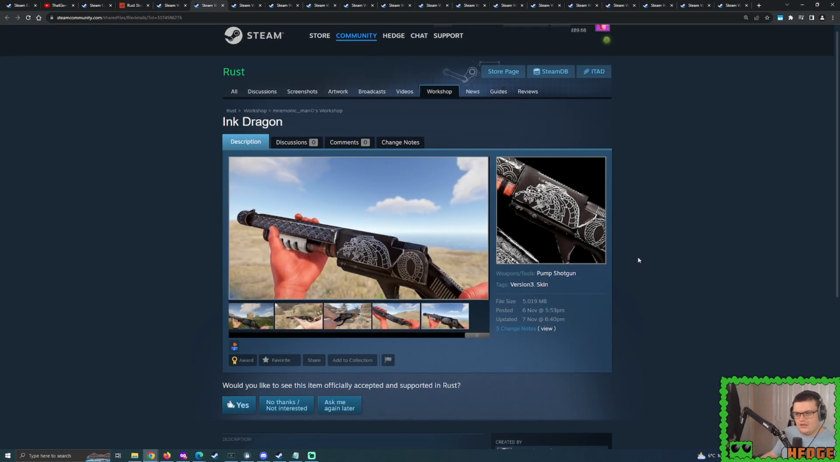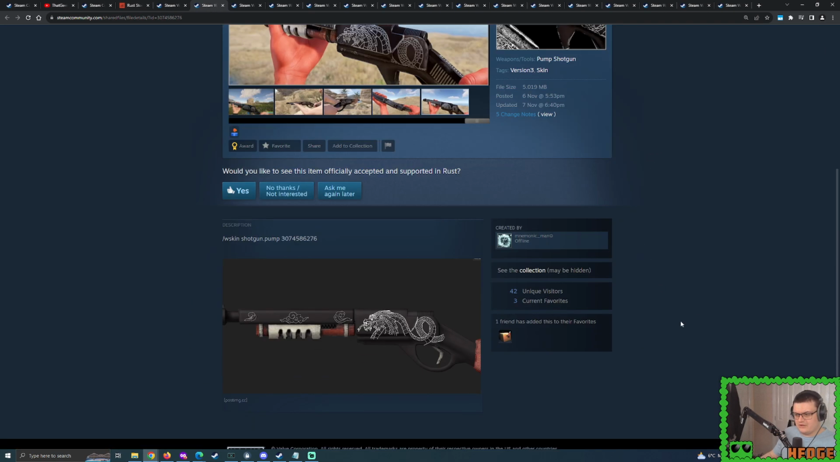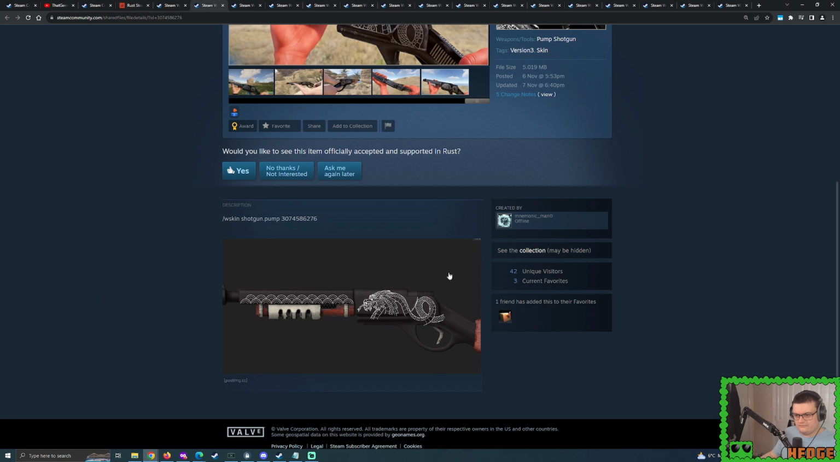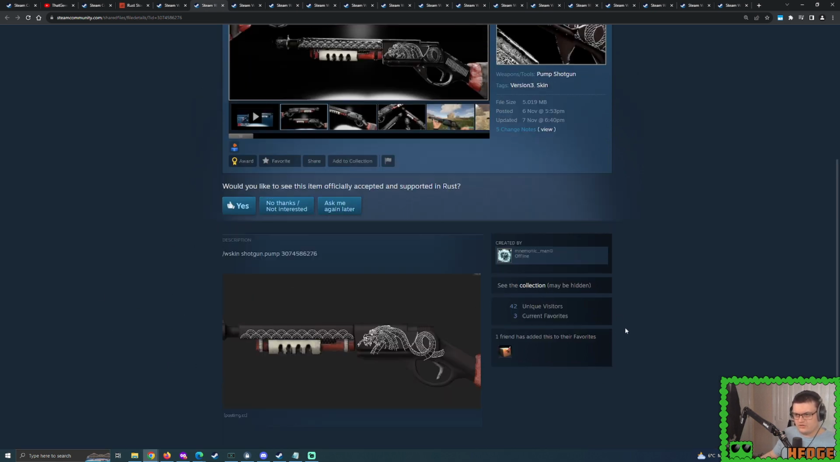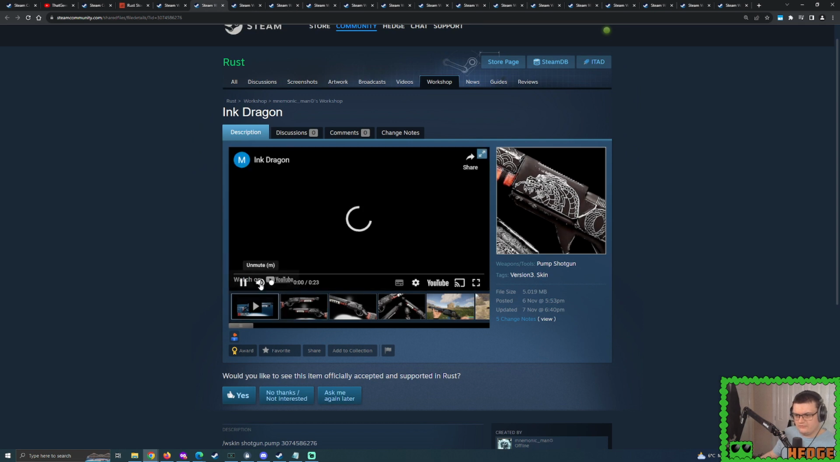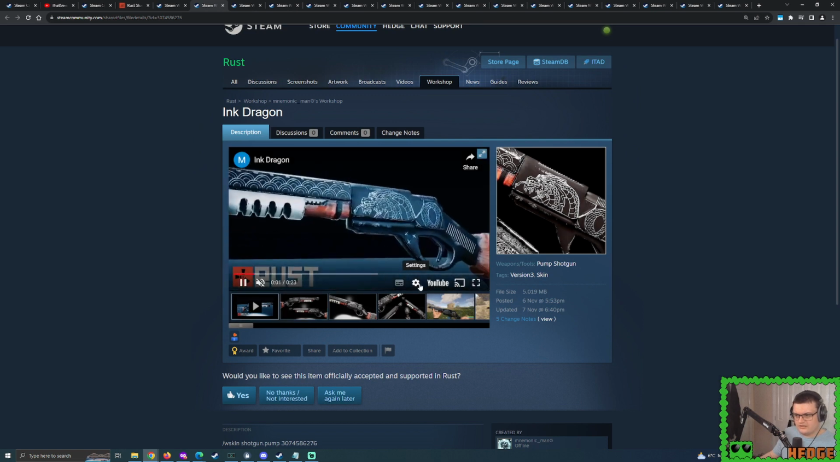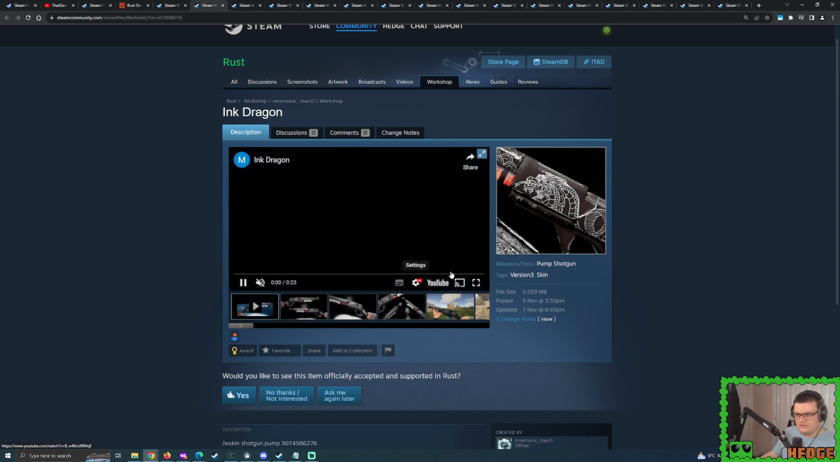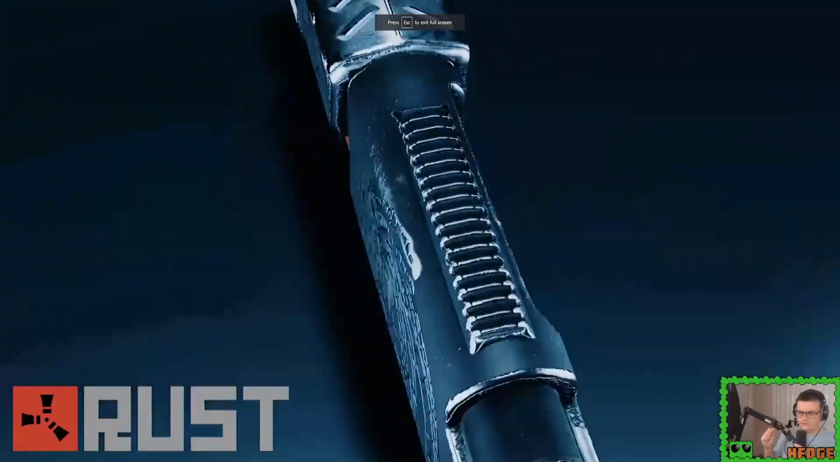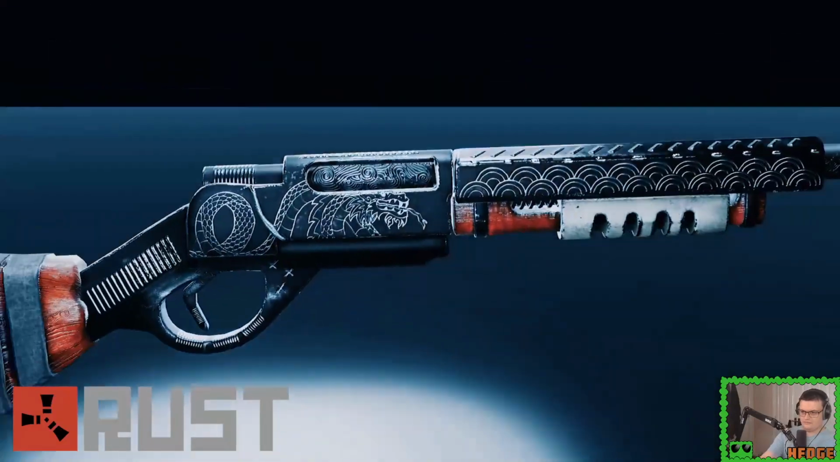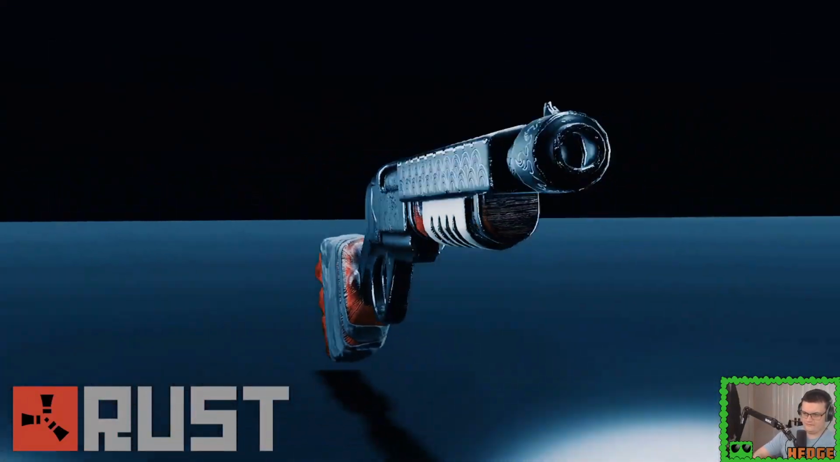Okay. Here is the Ink Dragon. This is produced by Mnemonic Man, and as you can see, this GIF right down here is showing off how it was slowly built up. Very nice, very cool. And I do believe we got a little video showcasing it. That looks nice. Yeah, we're always going to do a nice little viewing of a cool video showcasing a skin. That looks really nice. Yep.